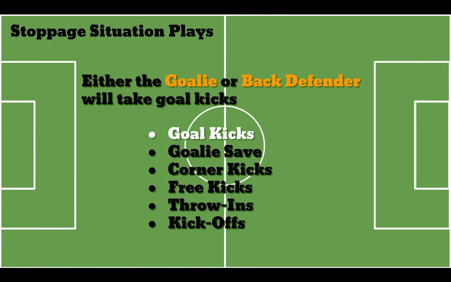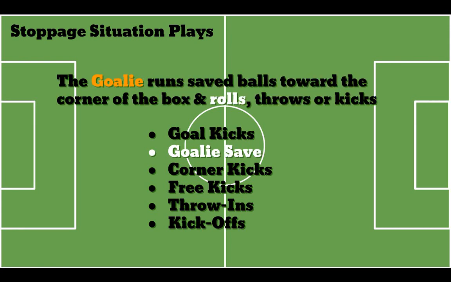On a goal kick, that's when the ball goes over the end line and then we have the ball. Our goalie then can kick the ball, or we kick the ball from the goalie box. Either the goalie or the back defender, which is our middle back defender, will take the goal kicks. We'll talk about that in practice about when we decide who does that, but one of those two will always take that kick.